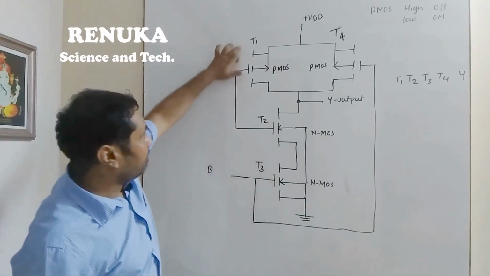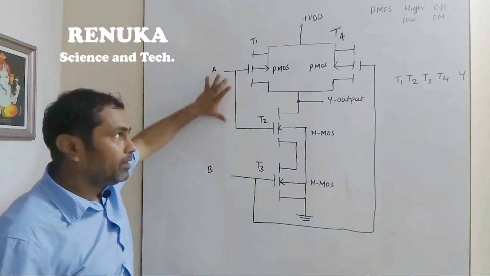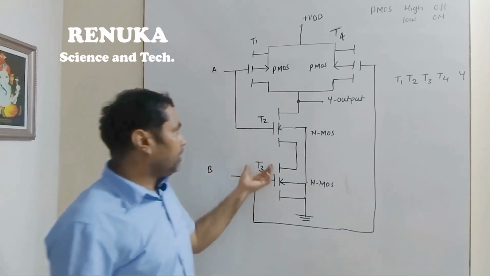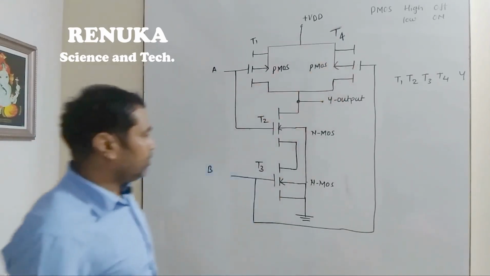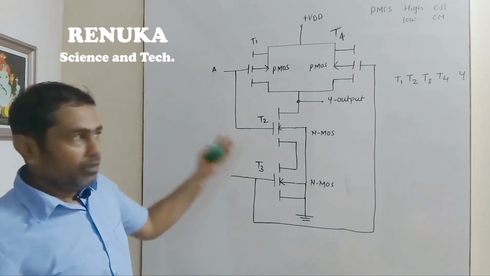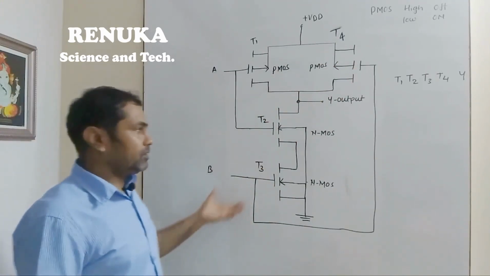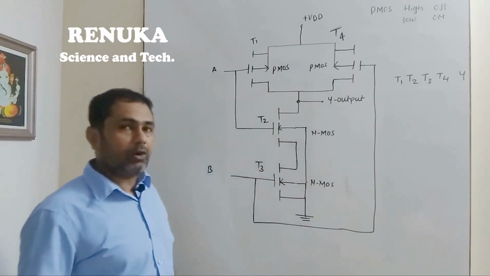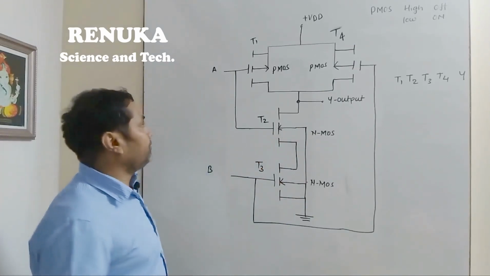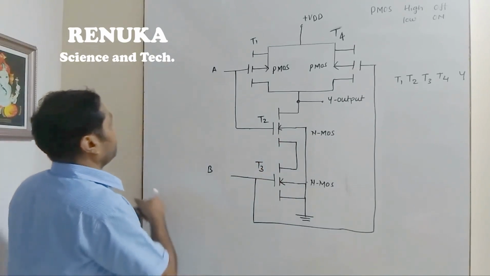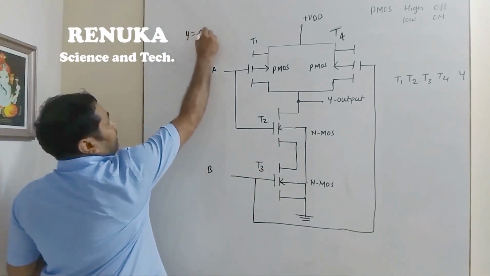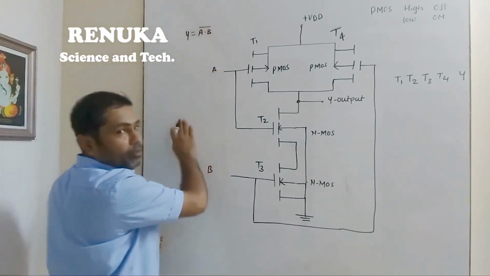So transistors T1 and T2 form a complementary connection. This is one CMOS, and the second complementary connection is T3 and T4. Now this circuit will work like a NAND gate. Let us check whether it will work like a NAND gate or not. First of all, let us consider the condition that A and B are both connected to 0, 0. The NAND gate's Boolean equation is given by A dot B, full complement.